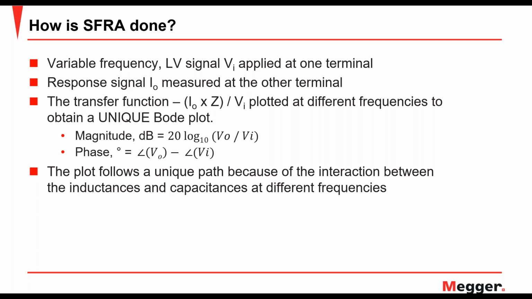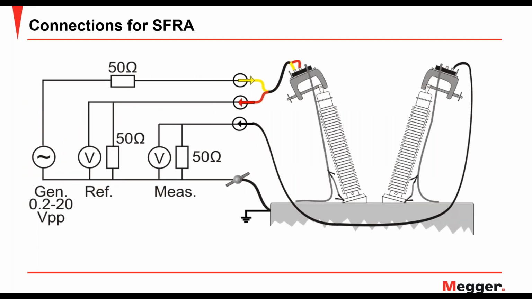The plot that we get, of course, follows a unique path because the R, L's and C's are unique to that particular transformer. The model is unique to that particular transformer. So that's how we get the signature plots. It's the transfer function that's plotted in the form of a Bode plot.